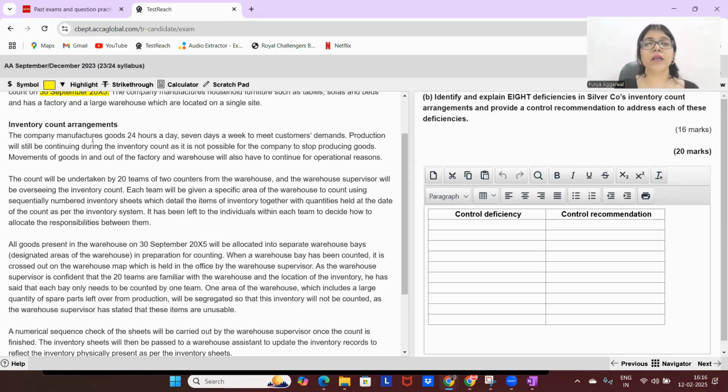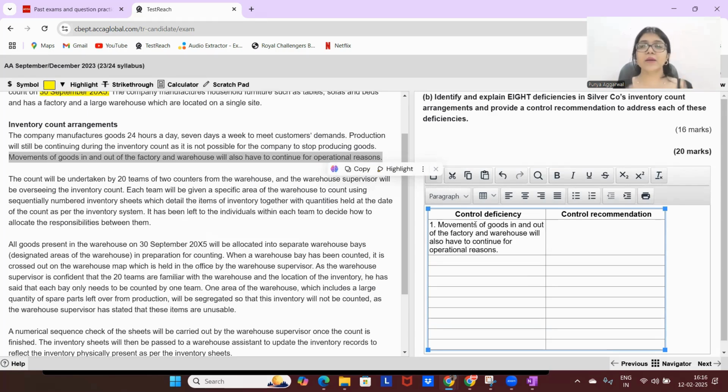Movements of goods in and out of the factory and warehouse will also have to continue for operational reasons. Now this will be an issue, I feel, if I am counting inventory. Let's take an example: I am somebody who's counting inventory, and somebody is coming into the warehouse, taking the goods out, bringing the goods in, bringing the goods out. So it will be very difficult for me to see whether I have counted this good or not counted this good.